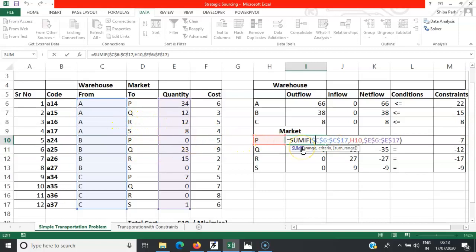So that these are the summary points. Here P, Q, R, S are not supplying points, so it is 0. So net flow is the outflow minus inflow. The net outflow from A can be 22, from B can be 15.8, and as they are receiving, whatever we are receiving, we are putting negative, and whatever we are supplying, that is positive.